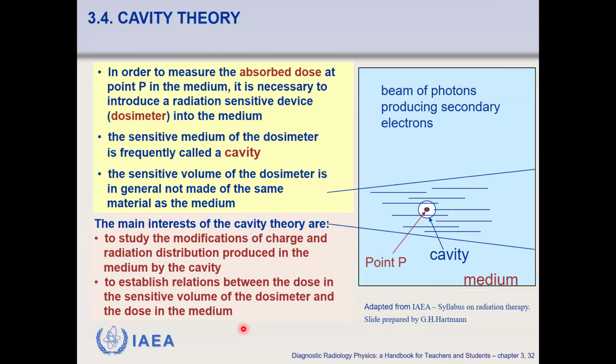So cavity theory formalisms relate the detector signal to a dose in the surrounding medium. The common cavity theories are straightforward to calculate, but make limiting assumptions about the charged particle fluences in the chamber and in the medium.